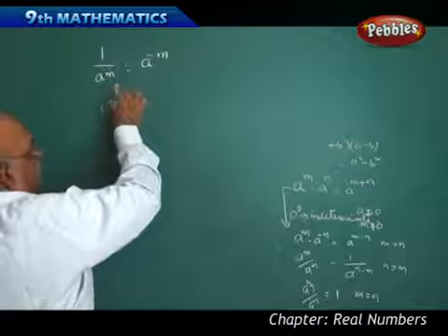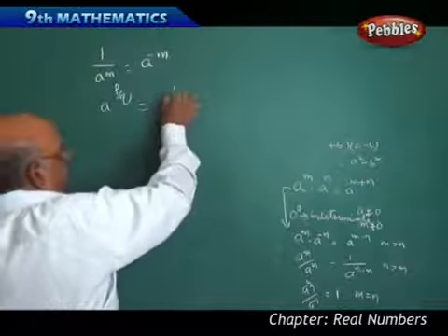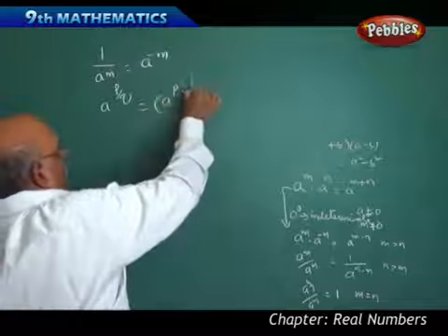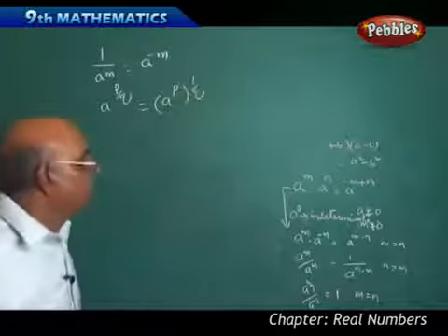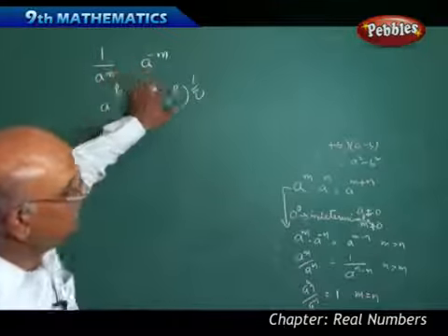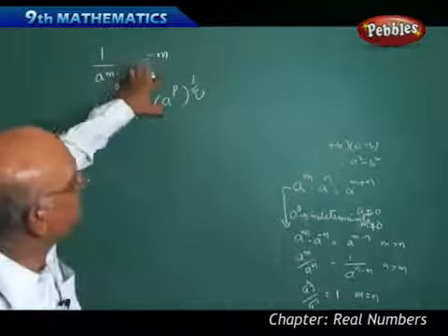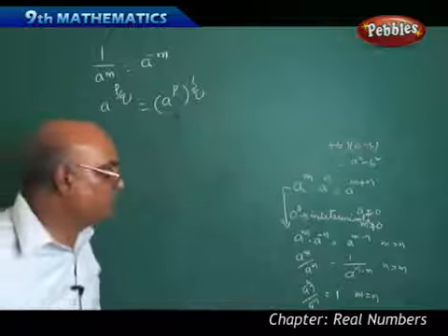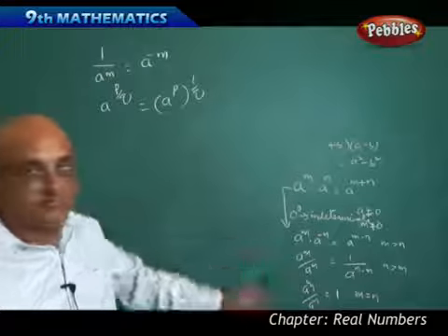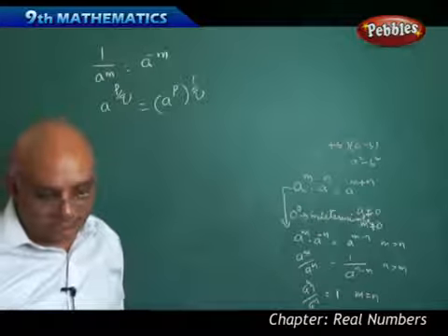A to the power of p by q can be expressed as a to the power of p, whole to the power of 1 by q. Therefore, in this way, I can define the theory of indices. These concepts are going to be very useful when we are doing certain problems related to irrational numbers.